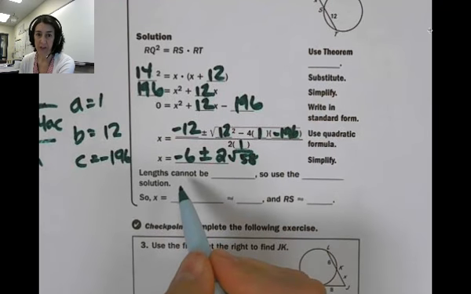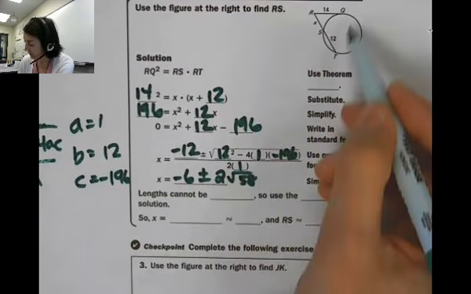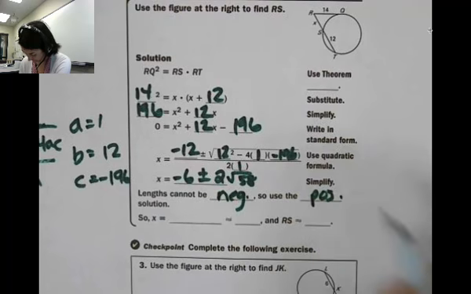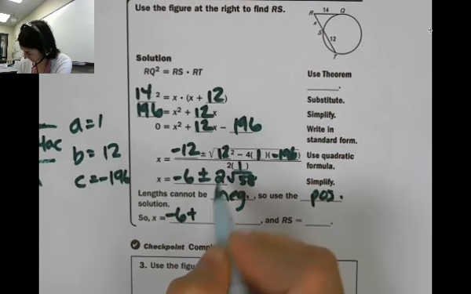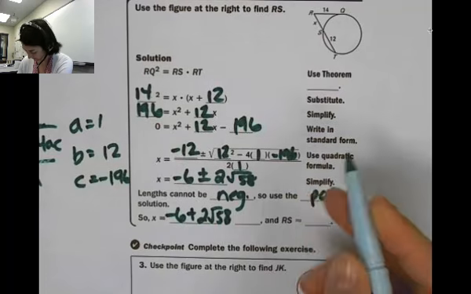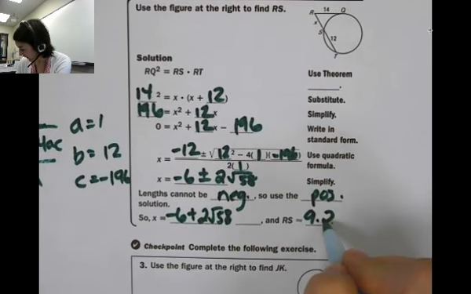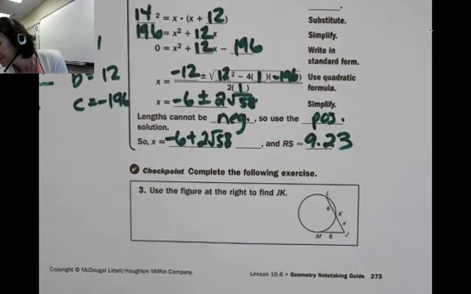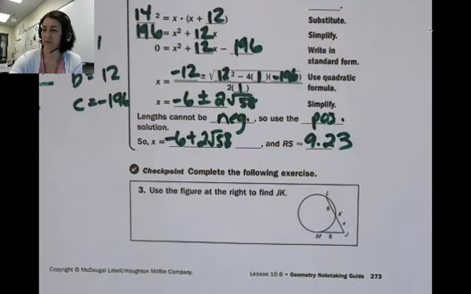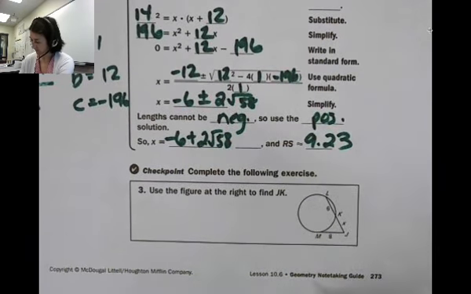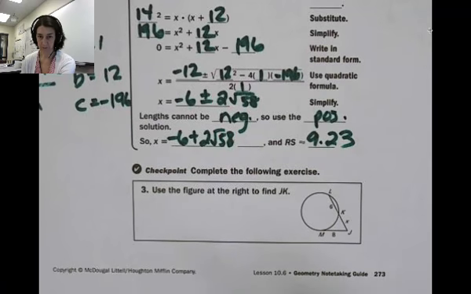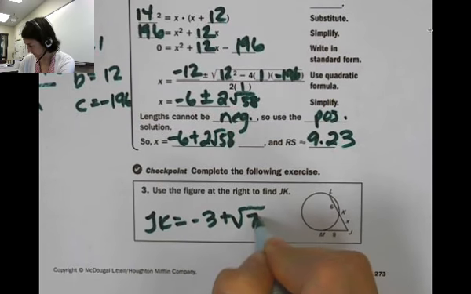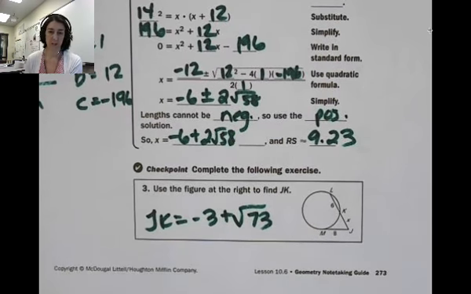This is one of those where you'd have to check back and plug in. You can't use the answer that comes out negative. Length cannot be negative, so use the positive solution, which ends up to be this. For this one, our book wants us to round that to the nearest hundredth. If you want to try this one on your own, apparently I've talked too long because this timer just went off. I'll give you the solution to this one as well. And then if you want, you could get a decimal for that too.